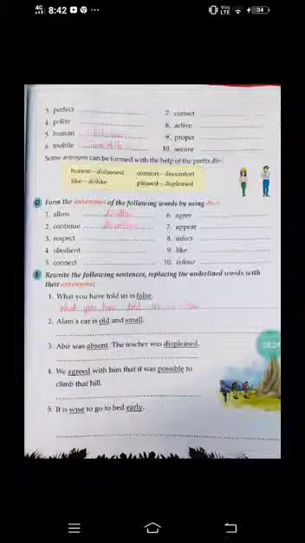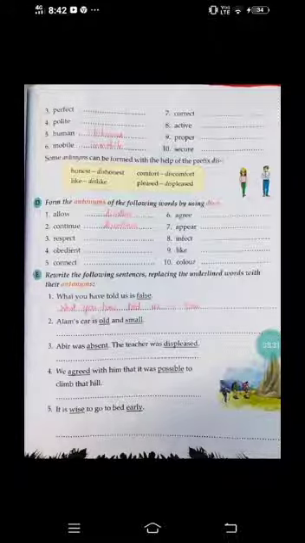Second, Alam's car is old and small. How will you write? Alam's car is new and big. Abir was absent. The teacher was displeased. How can you write? Abir was present. The teacher was pleased. So in this way you need to complete the rest of the sentences, children.